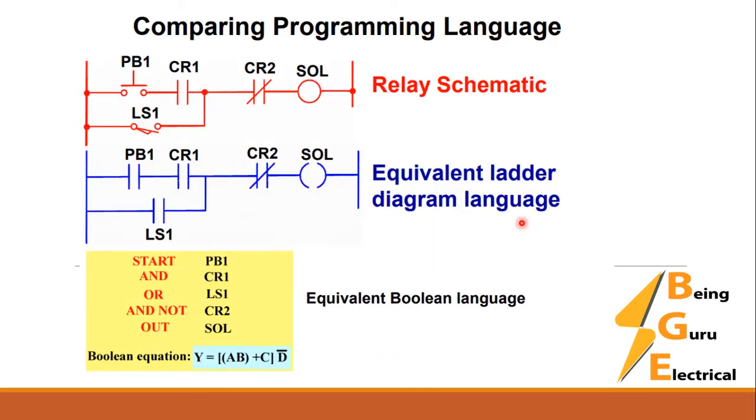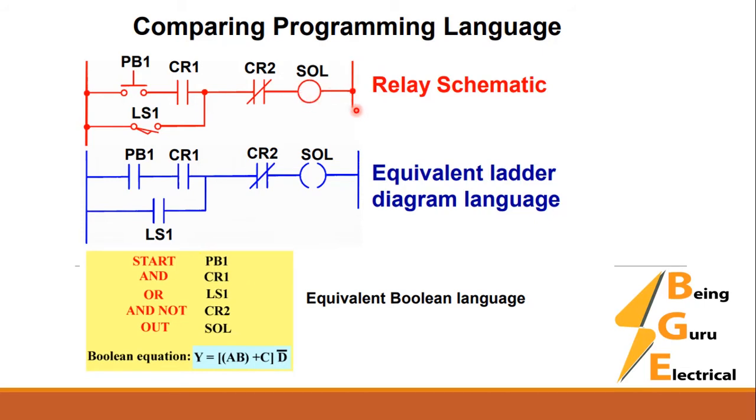Okay, now we will compare how we can make programs in different languages. First we have the relay logic diagram. It's called a relay schematic or relay logic diagram. We have one push button PB1 and a control relay CR1. The push button is normally open. The control relay contact is normally open, connected in parallel with limit switch 1, and in series with CR2 NC contact, normally closed, which is connected to the output solenoid coil. So this is the relay schematic.